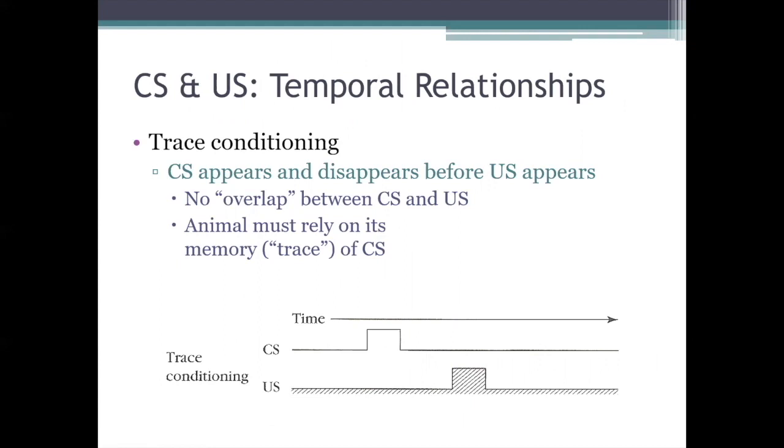Now, one such temporal relationship is known as trace conditioning. And in trace conditioning, the CS both appears and disappears before the US appears. So, for example, if the conditioned stimulus is a light and the unconditioned stimulus is an electric shock, then trace conditioning would look something like this. I'm going to show you a quick animation here to illustrate how trace conditioning would work for that example.